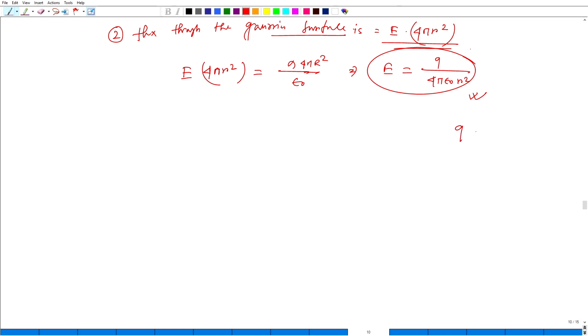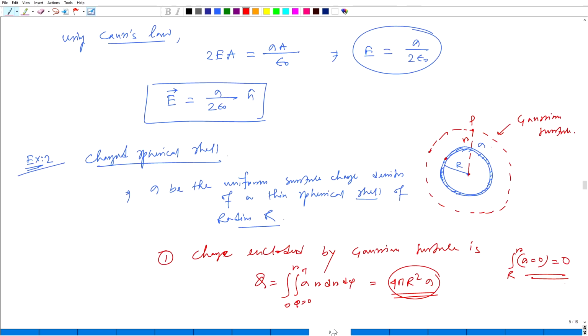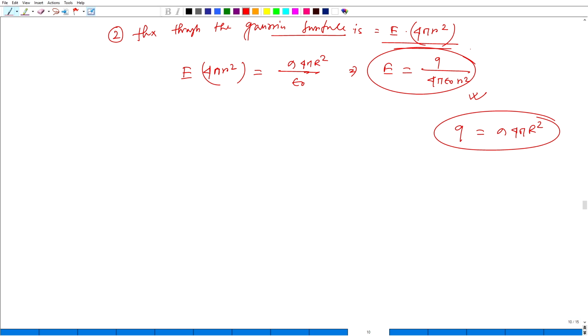Where q is the total charge, sigma times 4 pi R square. So, this whole charge distribution looks like a point charge with a total charge q, that is sigma times 4 pi R square, and we calculate the electric field at any point P at distance r, and this becomes q over 4 pi epsilon naught r square. That is expected and also calculated from the Gauss law.